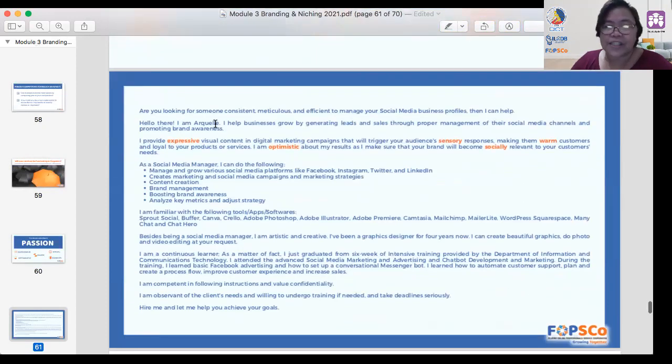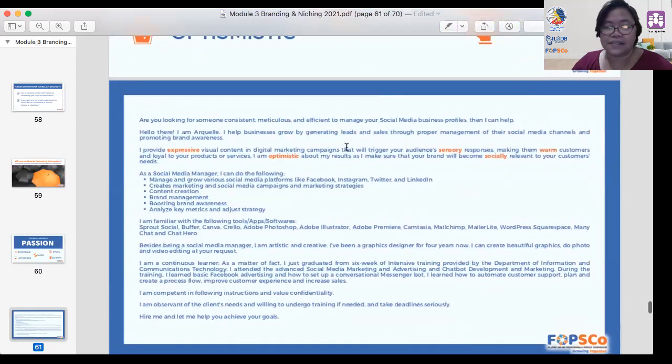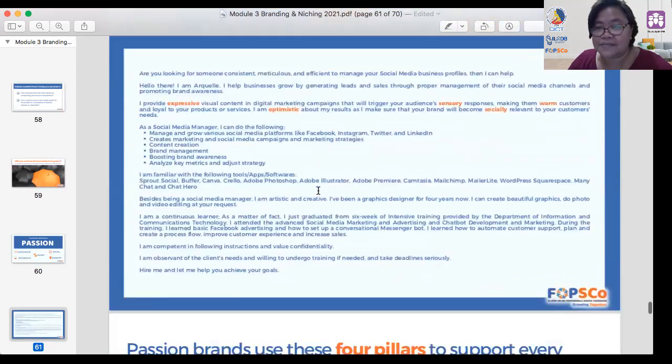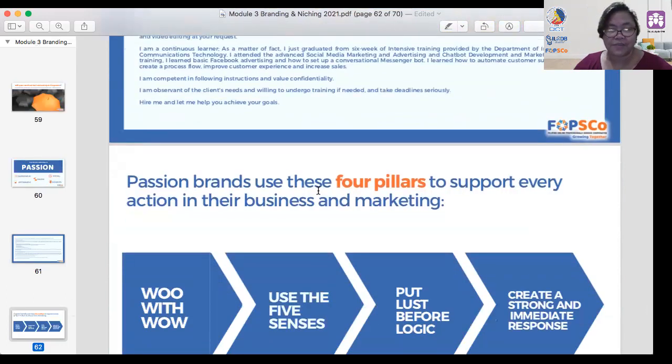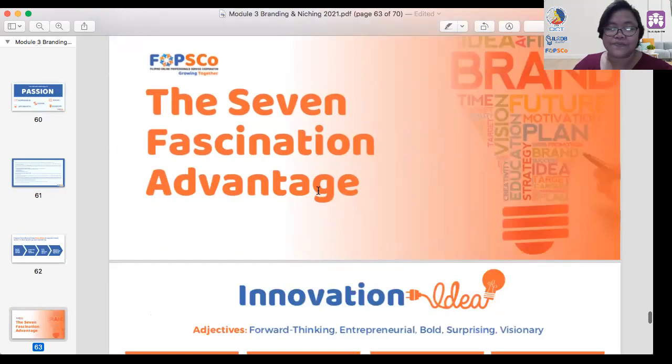So here's an example as well. She used those passion adjectives, okay? Because probably that's the result of her assessment, brand fascination assessment. Okay. Next one, fashion brands use these four pillars to support every action in their business and marketing. So woo with wow, use the five senses, put love before logic, create a strong and immediate response. Wow.